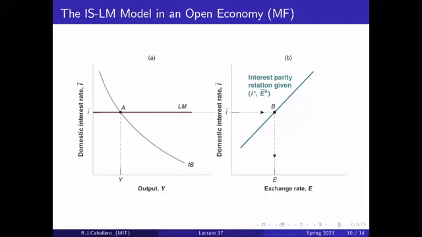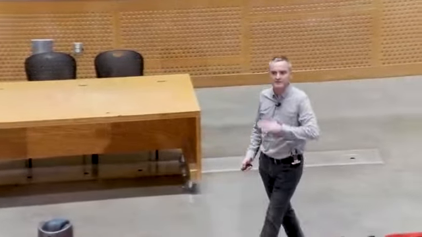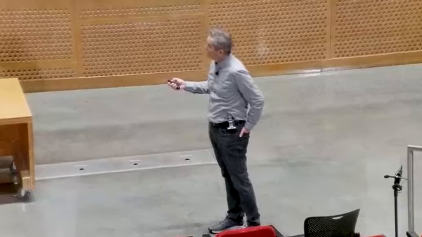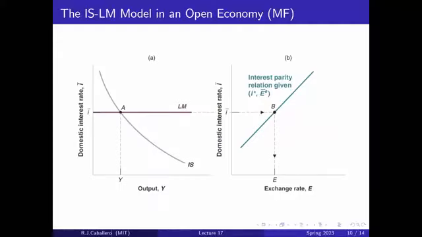This is the IS, which is all the combinations of domestic output and domestic interest rate that are consistent with equilibrium in goods market. This is the interest rate that is consistent with equilibrium in financial markets. That's what the Fed does in the US. That point is where both markets are in equilibrium. In the US, the interest rate is set by the Fed, not by the ECB. The Fed will set the interest rate. That will give us some equilibrium output.